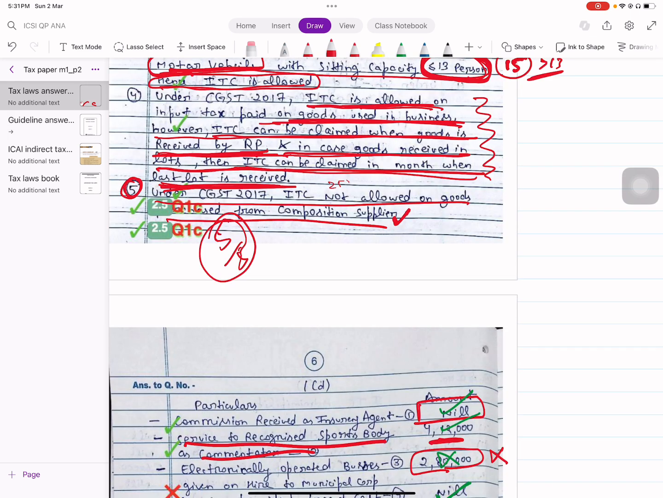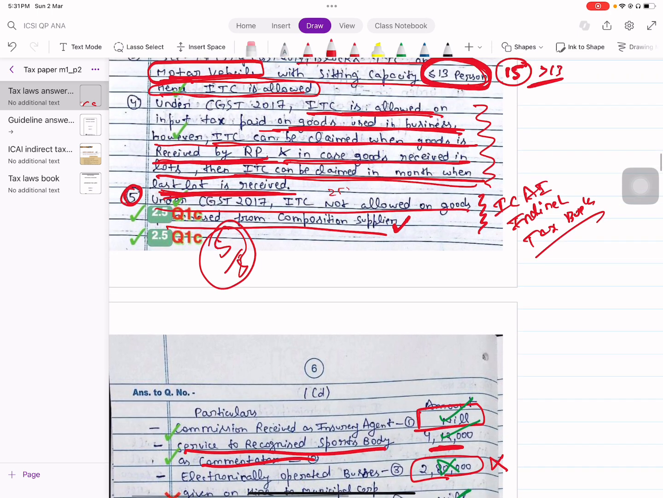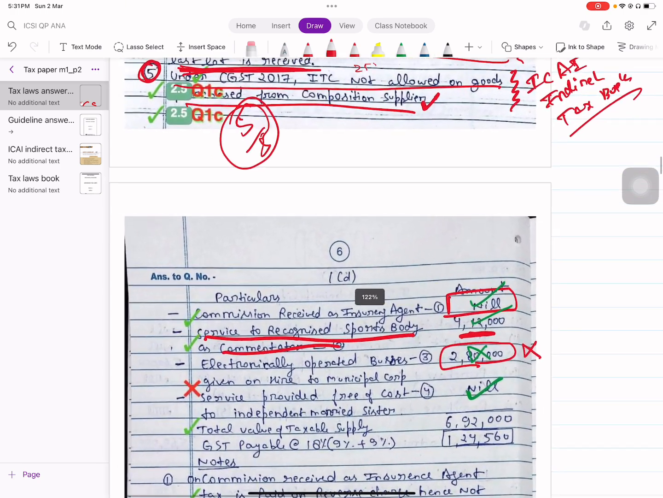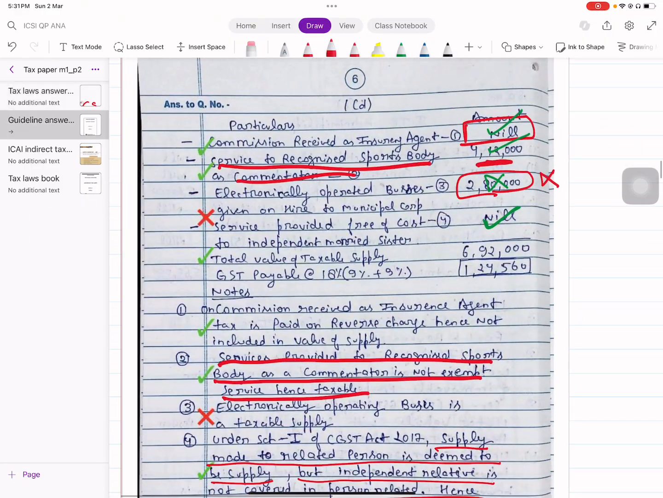Now this point is a very tough point to find because I could not find it in the book or in the act. However, I knew this point because I have studied it in the ICAI indirect tax book. I will give the link of the book in the description. However, this point is a very hidden point. I mean, yes, we know that a composition supplier cannot claim ITC, but the vice versa is sometimes confusing. So yes, a registered person cannot also claim ITC on goods purchased from a composition supplier.